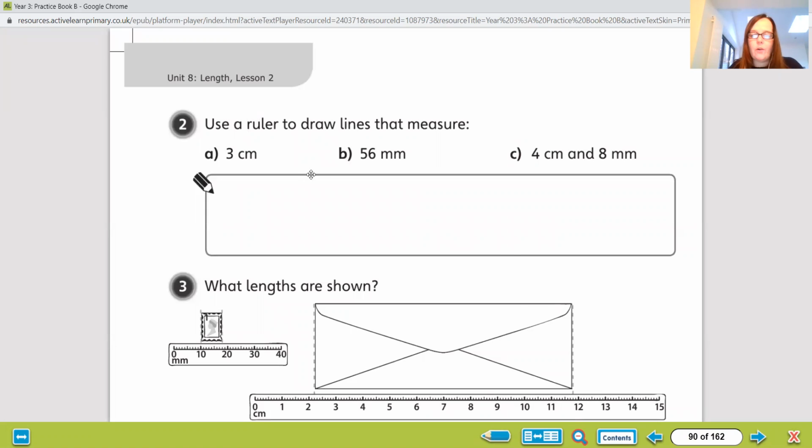I'd like you to have a go at question 2 now. So question 2 says use a ruler to draw lines that measure. So you've got to draw 3 lines in the space. So one of your lines has got to be 3 centimetres. One of your lines has got to be 56 millimetres. And that's the same as 5 centimetres and 6 millimetres. And then your other one's got to be 4 centimetres, 8 millimetres. And it's really important that you start your line from the 0 on your ruler. Pause the video and have a go at that, please.